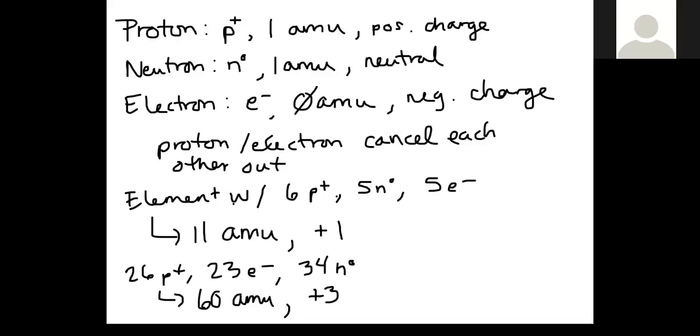So protons and neutrons are the only ones with mass. So 26 protons weigh 26 AMU, and then 34 neutrons weigh 34, so 26 plus 34. We don't consider the electrons because they have negligible mass.